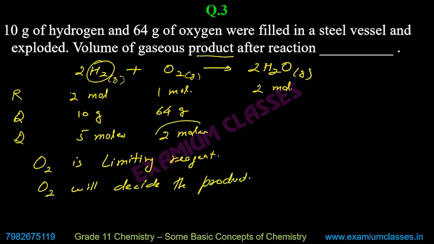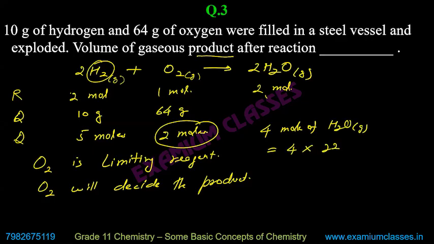How many moles of oxygen you have? 2 moles. And what is the ratio between oxygen and water? 1:2. Means 1 mole of oxygen produces 2 moles of water. 2 moles will produce 4 moles of water, of what, not water, H2O gas. Okay. It means 4 into 22.4 liters volume.